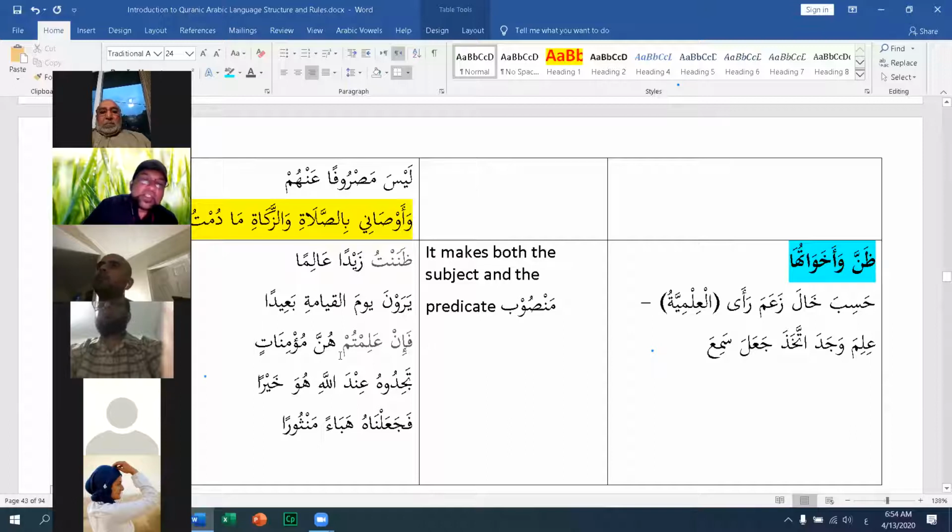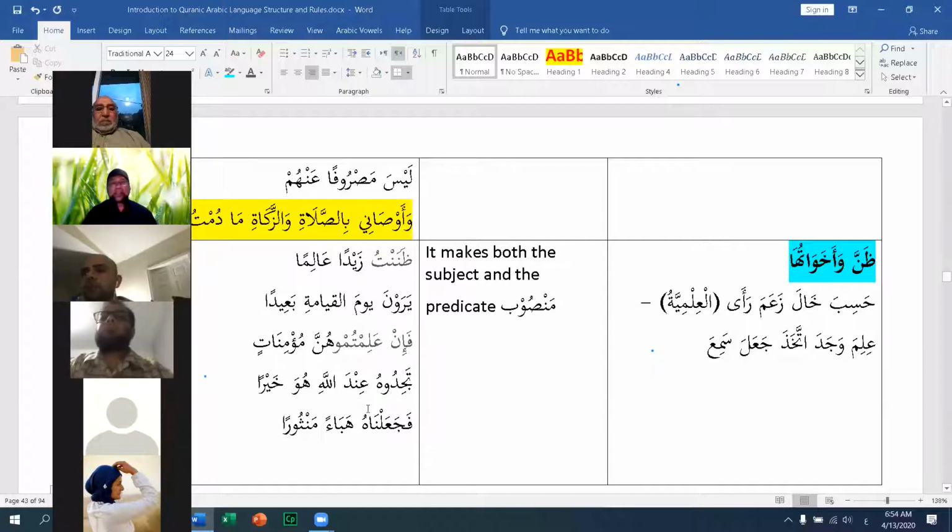Let me just show you something that happened. Now this damir is munfasil. If you want to make it muttasil, we add on that waw. Alimtumuhunna, and we remove the space. That's why alimtumu.